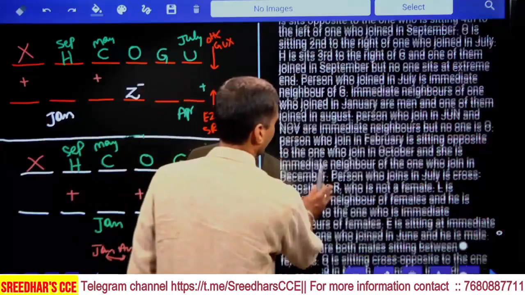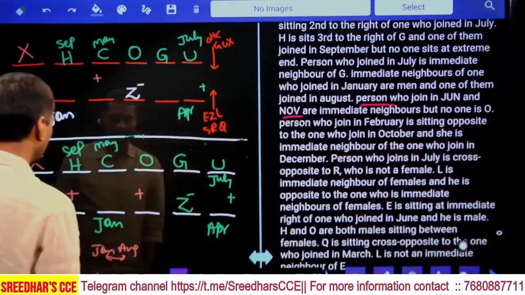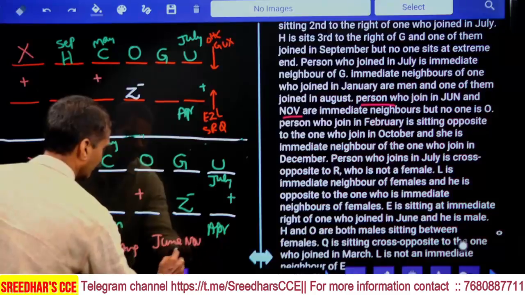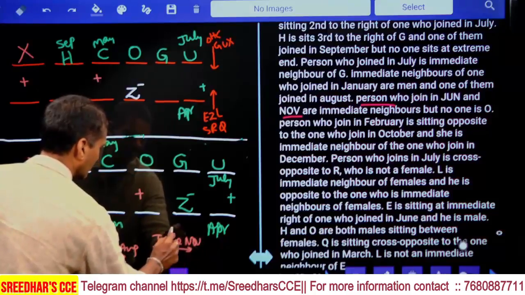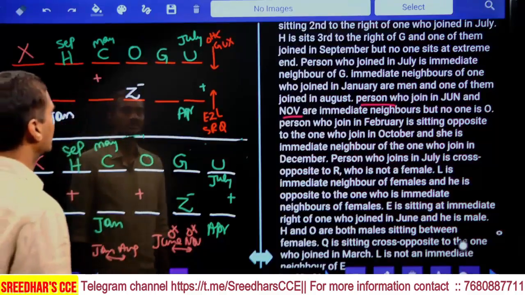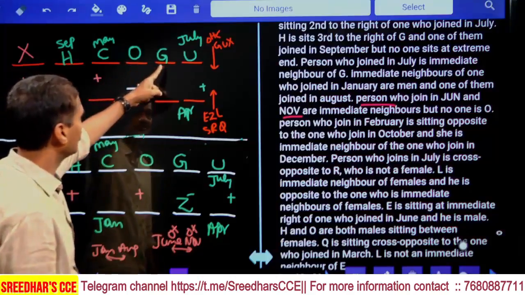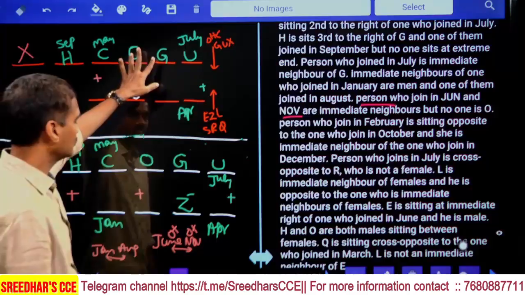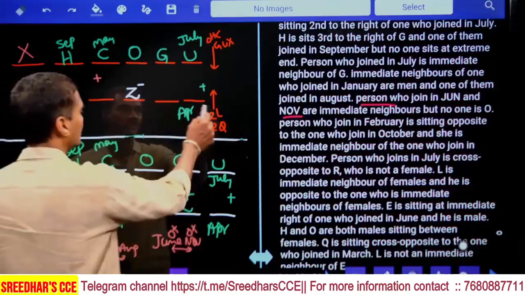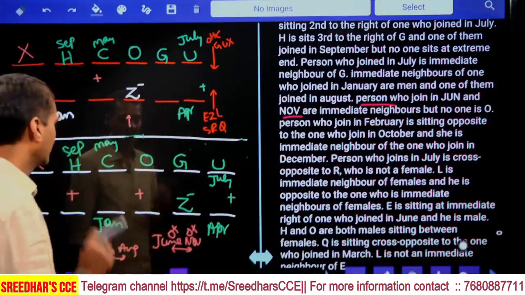And next one, the persons who joined in June and November are immediate neighbors, and none of them is O. O cannot be June or November. If June is here, then November is here. As O cannot be June or November, the ones who joined in June and November must be facing north. June and November must be on this side, in the row facing north. There is no chance of them being here.